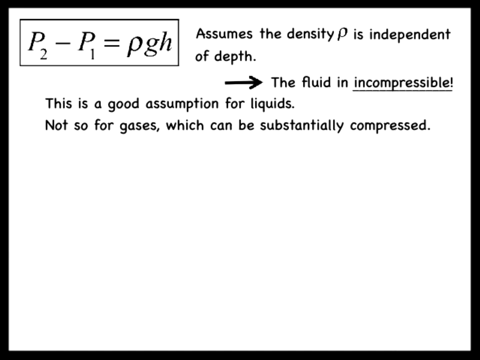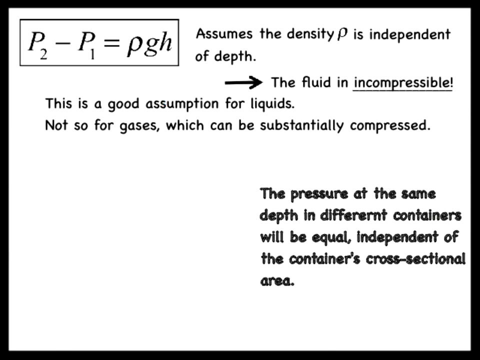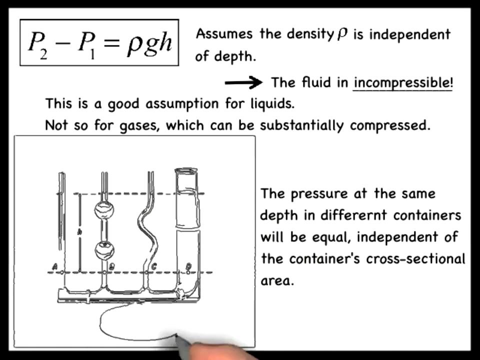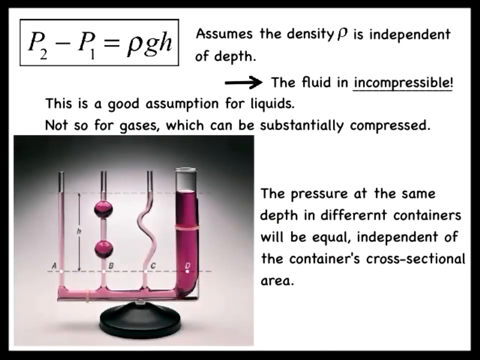It is important to stress that the change in pressure in a fluid at different depths depends on the vertical distance h in the fluid and not the horizontal distance. Therefore, the pressure at the same depth in different containers will be equal, independent of the cross-sectional area of the containers. This figure demonstrates that the pressures at points A, B, C, and D, which are all at the same depth, will be equal, even though their containers all have different cross-sectional areas.